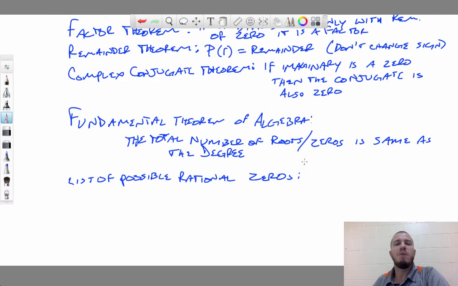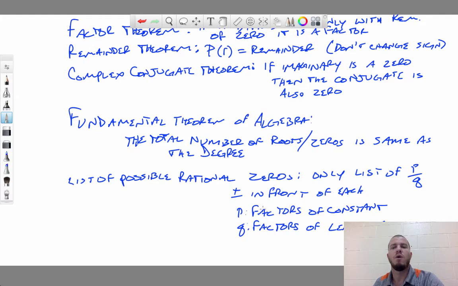The list of possible rational zeros is just your list of P over Q's. It's all the possibilities of P over Q, including plus or minus in front of each of them. If you want to write here, the P is the factors of the constant, the Q is the factors of the leading coefficient. All right, so that's it pretty much for this one.